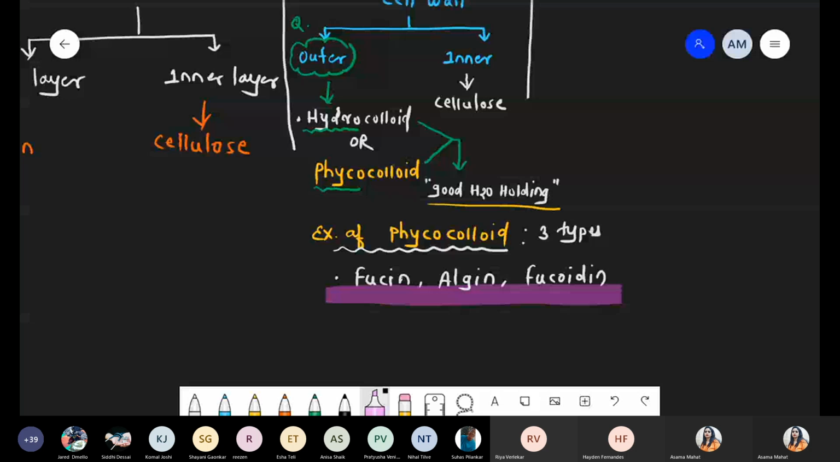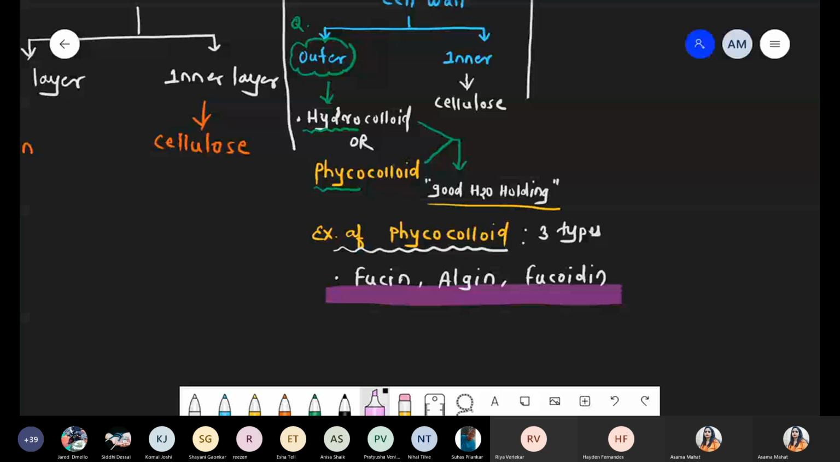Is this point clear, everyone? Komal, Pratyusha, Deepika, okay. Ramchandra. What about the other students? You have to remember only this point: fucine, algene and fucodine. That's it. Okay?